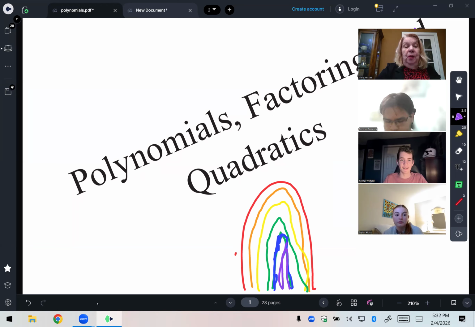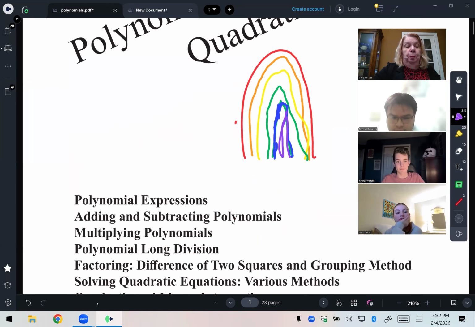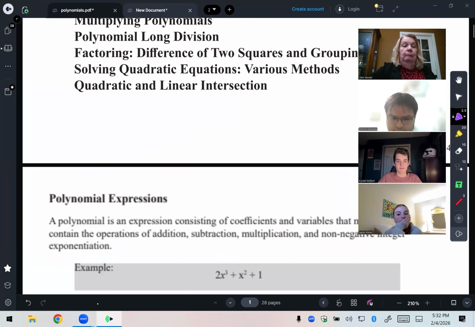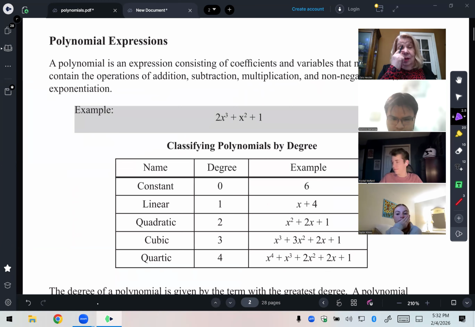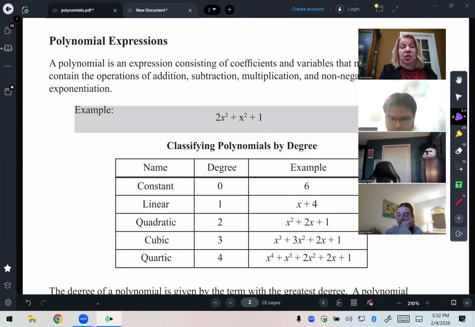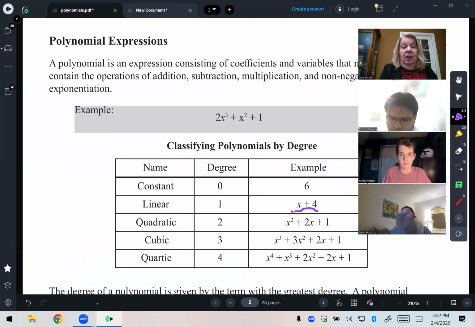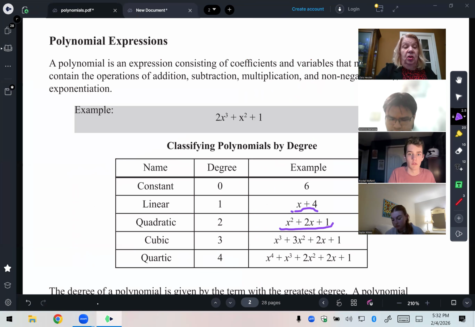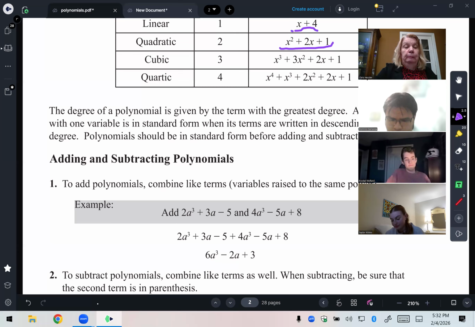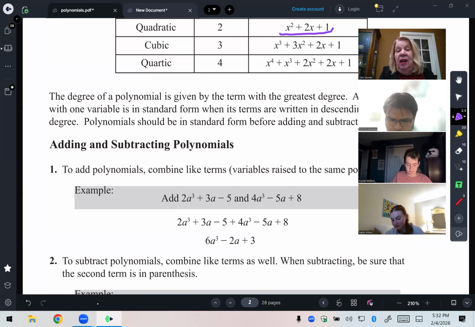Okay, so we're going to go on to the next one. Polynomials are expressions of coefficients and variables. This was the linear one we had experience with. This is the quadratic one, and this was a cubic and quadratic. So the degree of a polynomial. It's pretty easy to add like polynomials.